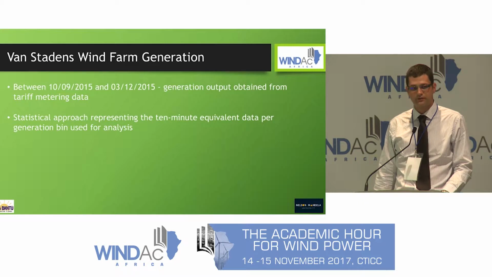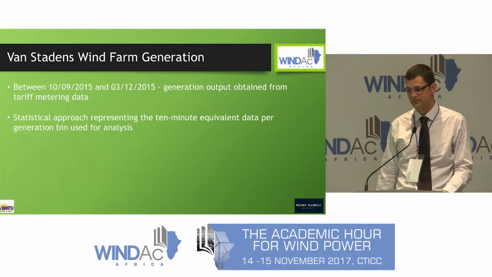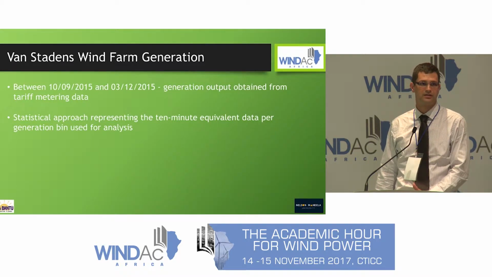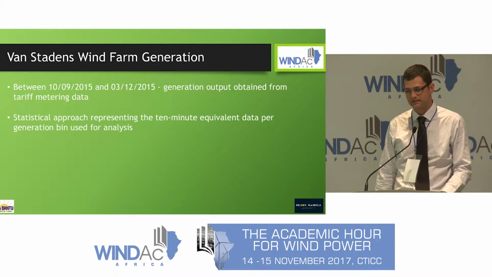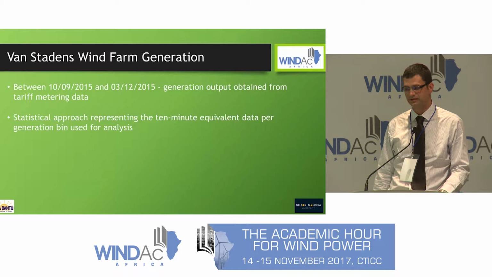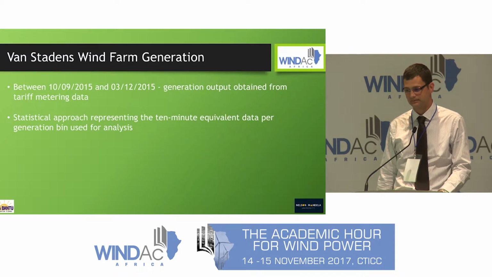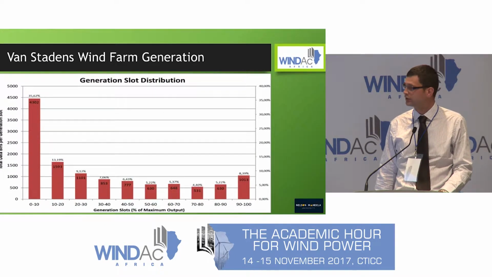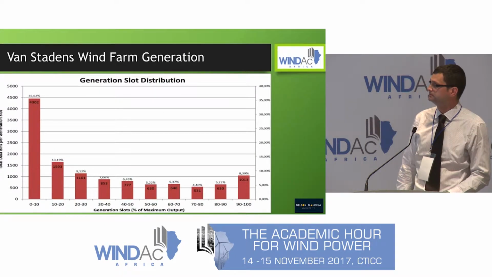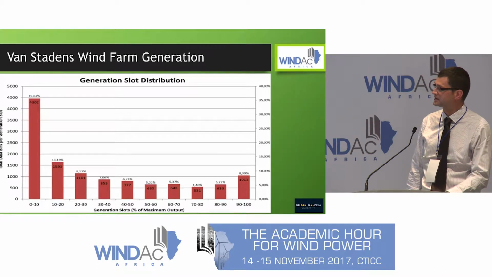The Van Stadens wind farm generation, between those dates, 10th of September 2015 and the 3rd of December 2015, the generation output was obtained from tariff metering data. That is the same period through which the different measurements at the 7 sites were taken. Then a statistical approach representing these 10-minute equivalent data per generation bin was used for analysis. So there you'll see a graph of the wind farm's generation throughout the study period.